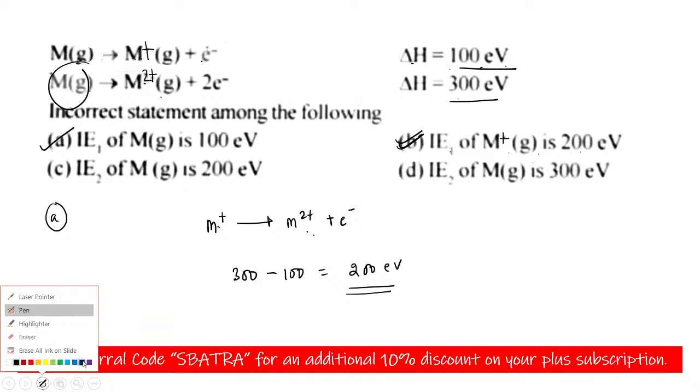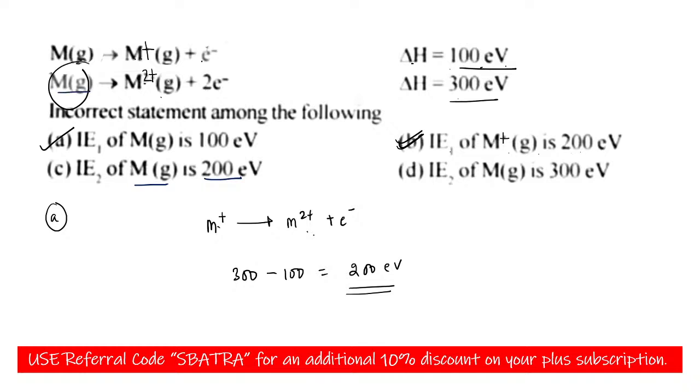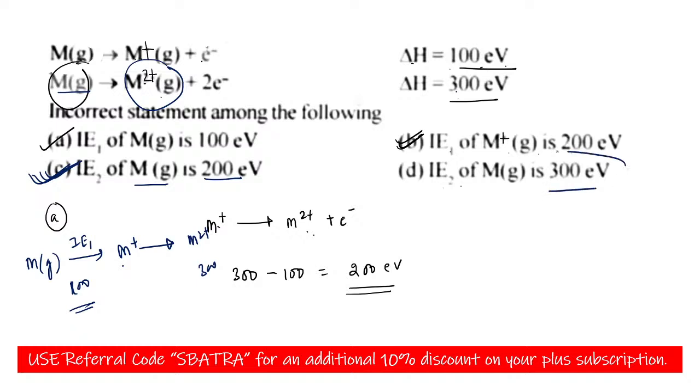Let's go to option C. Ionization energy 2 of metal gas is 200. Definitely that is also correct, because if I'm taking metal gas, then we are doing ionization energy 1. So M positive, that value is basically 100. Then from this one, we are taking one more electron, so that is 300. So basically from M positive to M2 positive, it's 200.